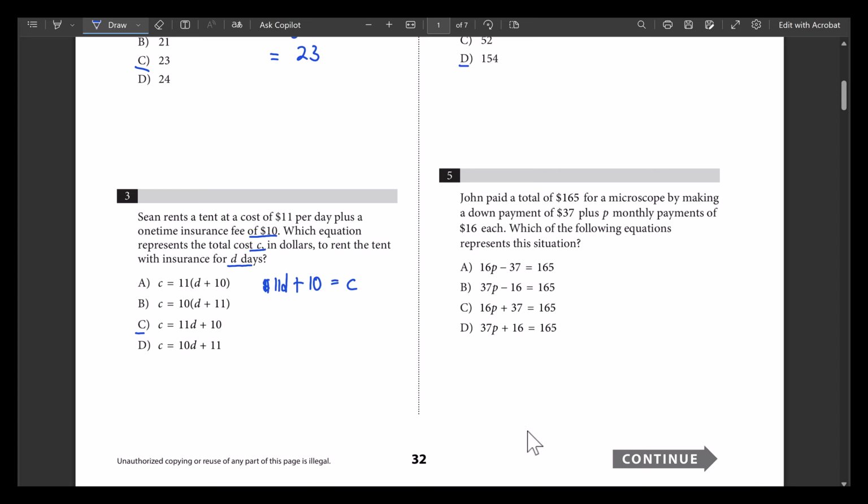Number 5, John paid a total of $165 for a microscope by making a down payment of $37 plus P monthly payments of $16 each. Which of the following equations represents this situation? The monthly payments are $16 times P, hence we're going to get 16P plus the $37 that he paid as the down payment is equal to 165. The equation that we're looking for is part C.